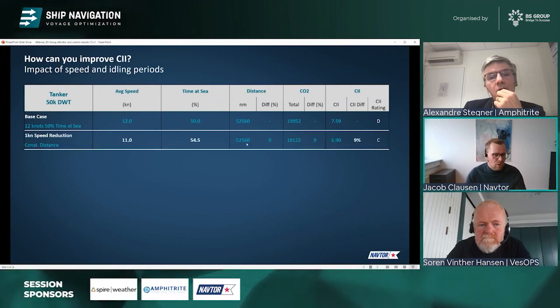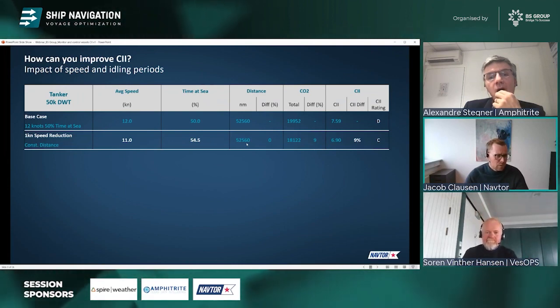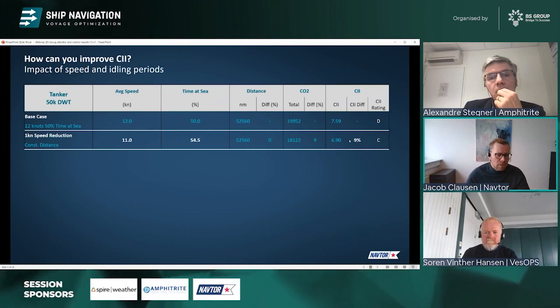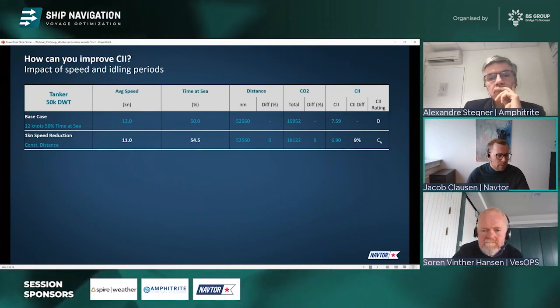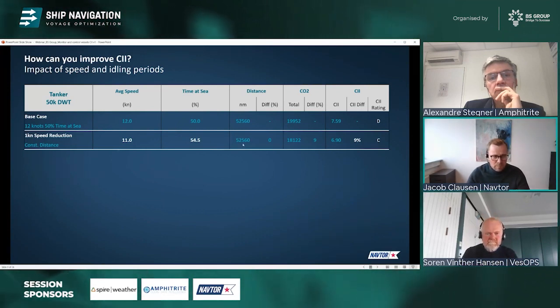And of course, one strategy can be to do a speed reduction. So if we take a 1 knot speed reduction from the 12 knots, or it could also be from 13 to 12, for example, it doesn't matter that much. But just looking at the effect of it, we see a 9% reduction, and the vessel moving from the D rating into a C rating. And this is assuming that we would need to transport the same amount of goods over the same distance in the given time we look at.